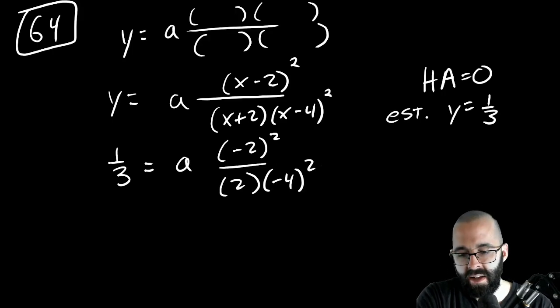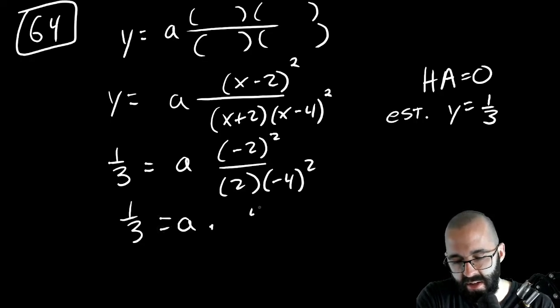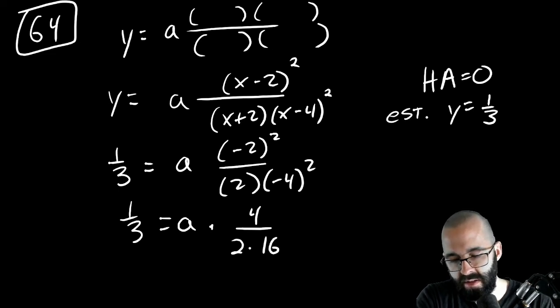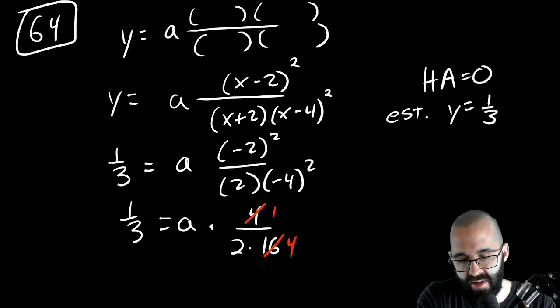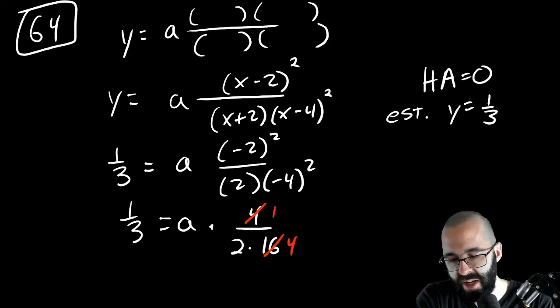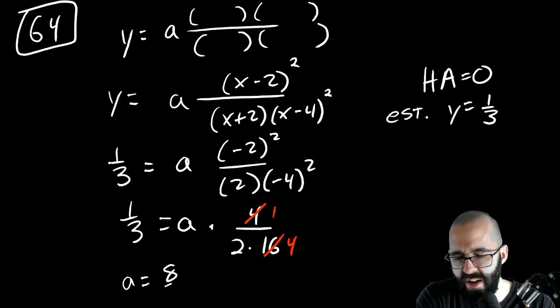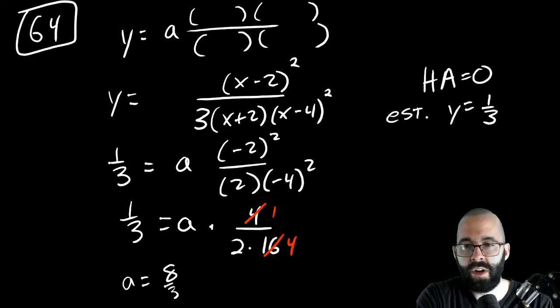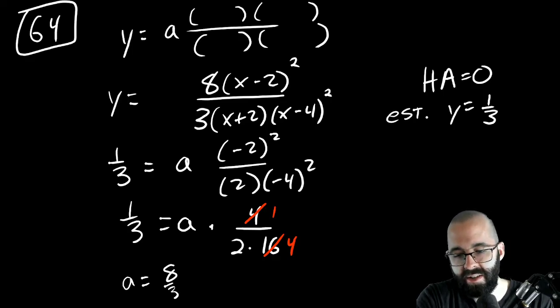Solve this equation for A. This becomes 1/3 is A times 4 over 2 times 16. 4 goes into that. 1/8, multiply both sides by 8. A is roughly 8/3. So change A to 8/3, or you can have an 8 on the top and 3 on the bottom. And this is our guess.